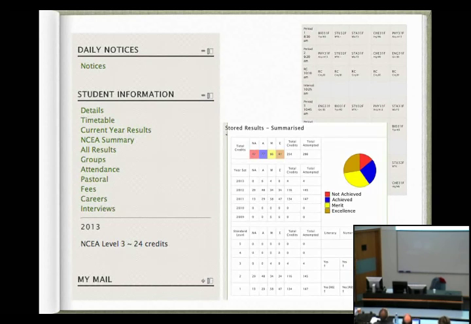So they can log in, they can look at their timetable, they can look at their results and things like that, which those students really, really like. And it's all on the front page, so it's really easy for them to navigate. They can then look up their results or check if attendance has been marked.